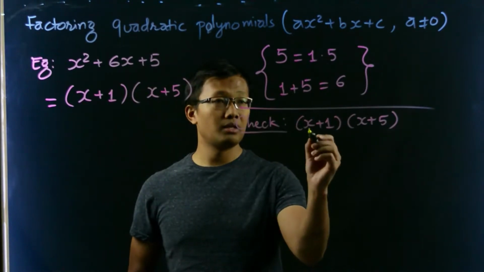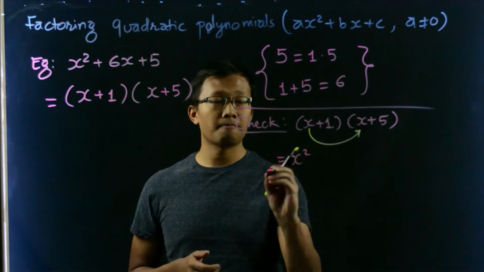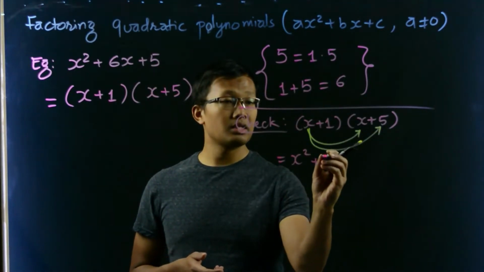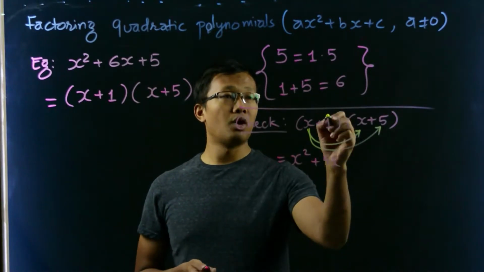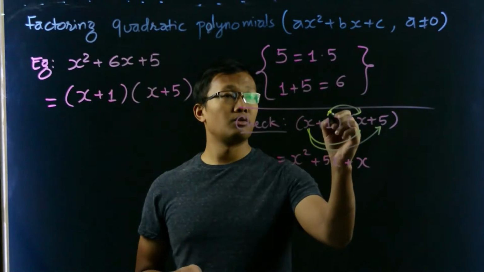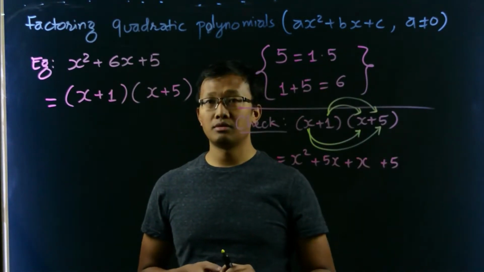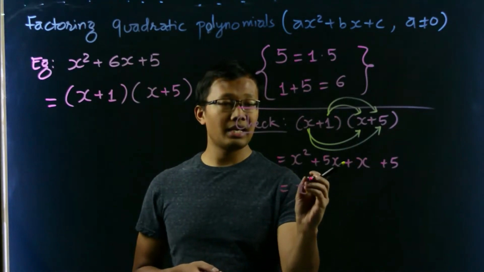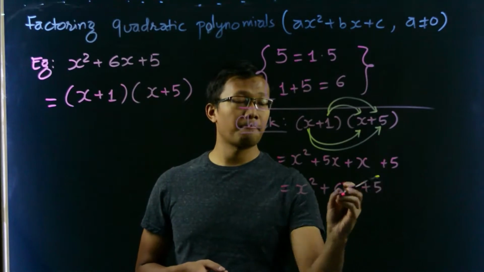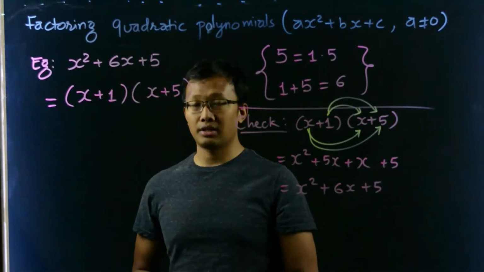Let us multiply x with x at first, which will give us x², x with 5, which will give us 5x, 1 with x will give us x, 1 with 5 will give us 5. So here we can clearly see that this is x² + (5 + 1)x, which is 6x, plus 5. Thus our factorization is correct.